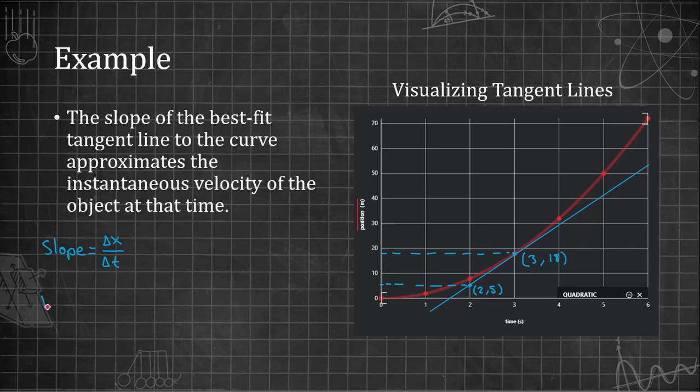Because the position time graph is curved and the slope is always changing, by taking a tangent line to it, it gives us a snapshot of what the slope is at that point in time and allows us to get a rough estimate of what the object's velocity is at that point in time.